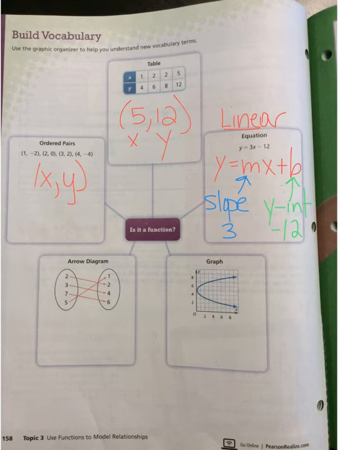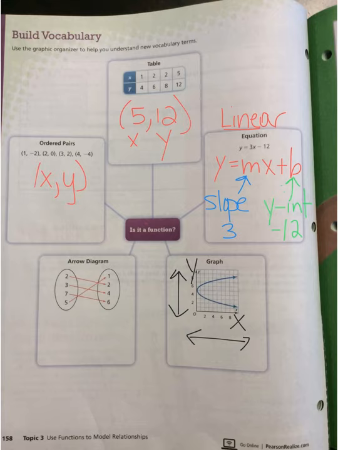Again, ordered pairs, table, equation, and this graph, these are nothing new. We've seen all of these before. On the graph, just remember that your x-axis is going to be your horizontal axis, and your y-axis is going to be your vertical, which is straight up and down.